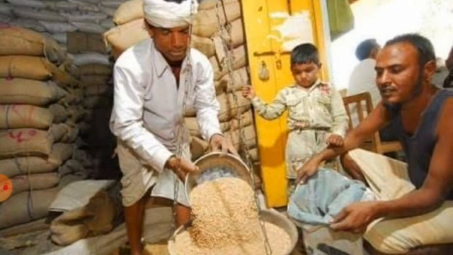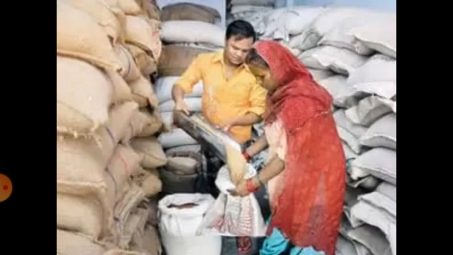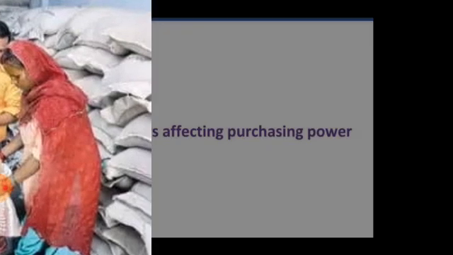To improve the accessibility of PDS, it is necessary that the shops are located in close proximity to the habitations. Accordingly, it has been proposed to open new fair price shops so that no card holder walks more than 1.5 kilometers. Next heading, the purchasing power.